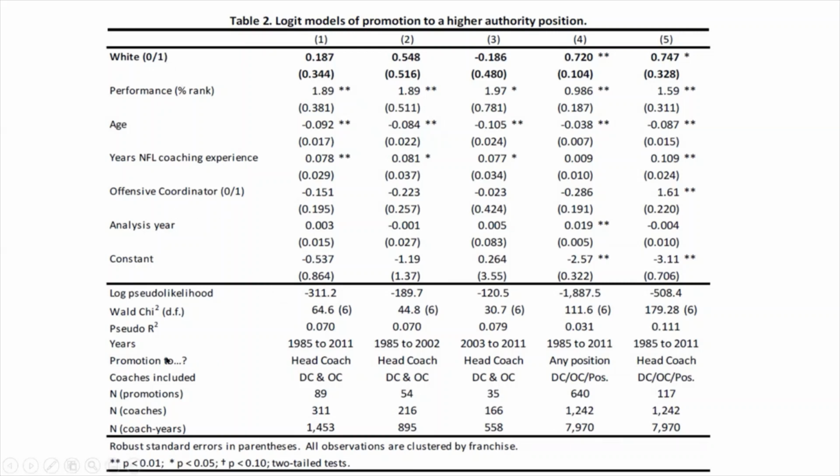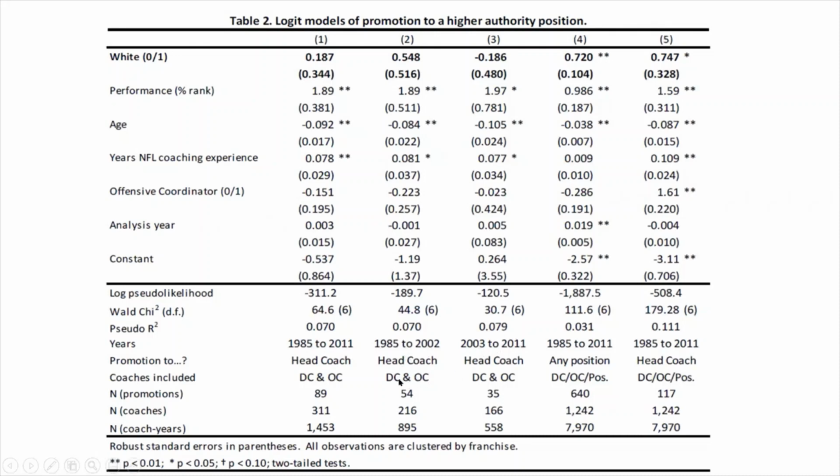They did things here where they change the dependent variable. Usually it's head coach, so were they hired as the head coach or not? And then they have this one, which is any position. They also limit the candidates. So they say, okay, I'm looking at defensive and offensive coordinators. Are they more likely to be hired as a head coach if they're black? And then they also had different time periods: all years, years before the Rooney Rule, and years after.